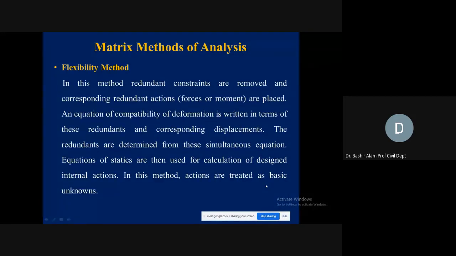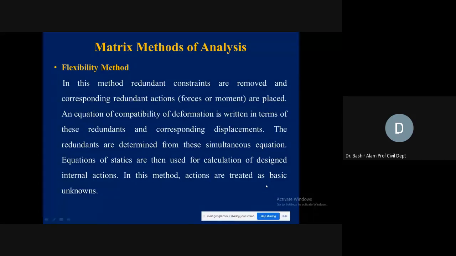Let me know if you have any difficulty with this definition or with all these things which we are going through, so I'll clarify. CR, do you see any difficulty? No, sir. Redundant constraints, where are they coming from? From the statical indeterminacy, so you need to know about statical indeterminacy. Redundant constraints we identify, we remove them, and we replace them by the redundant actions. When we remove the supports, what happens? We get displacement there which should not be there. So we are having a compatibility problem now.